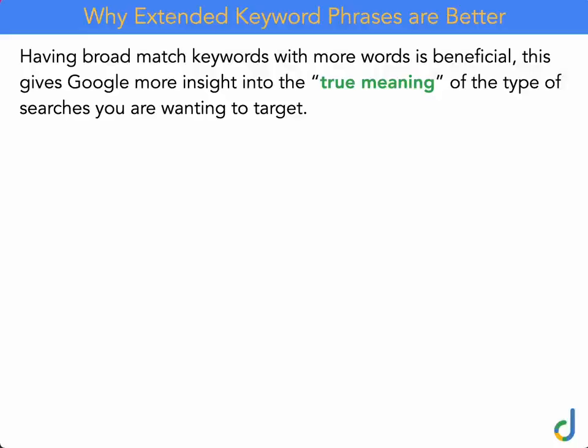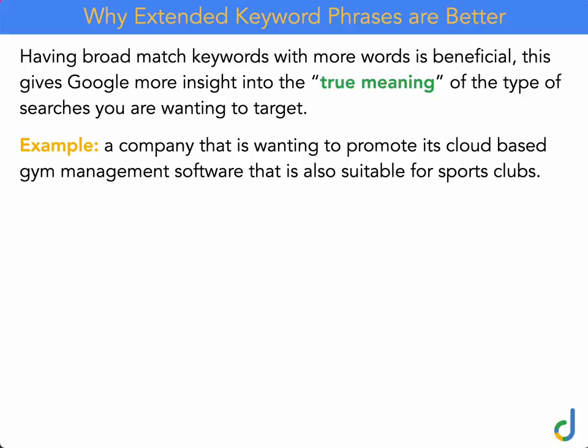Let's now talk about why extended keyword phrases are better. Having broad match keywords with more words is beneficial. This gives Google more insight into the true meaning of the type of searches you're wanting to target. Let's just say, for example, a company is wanting to promote its cloud-based gym management software that is also suitable for sports clubs. So that's the example we're using.